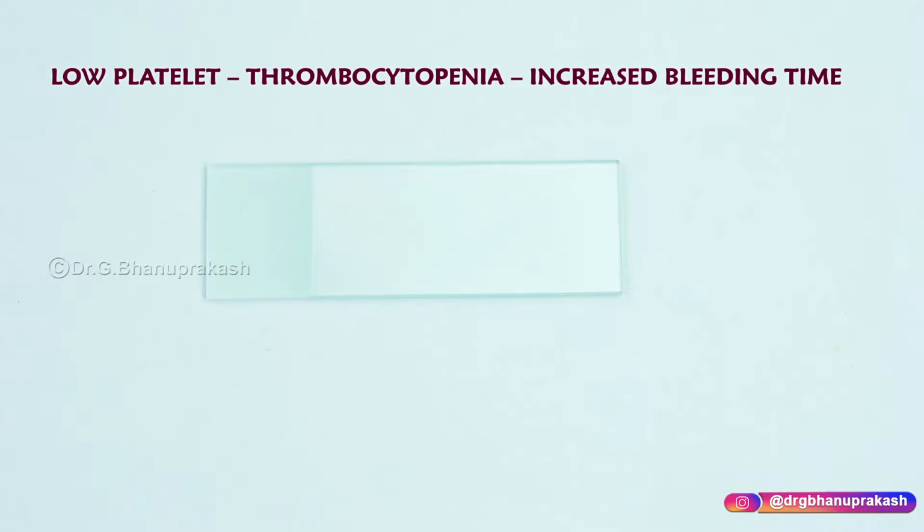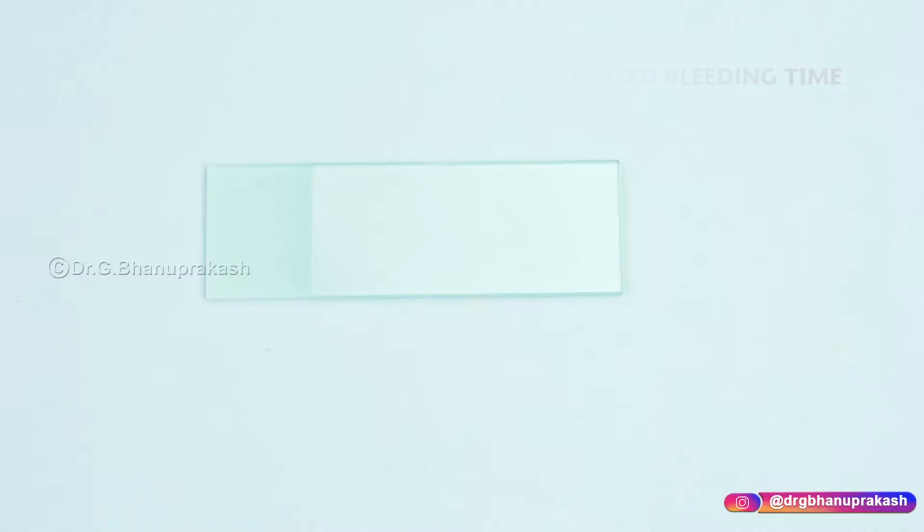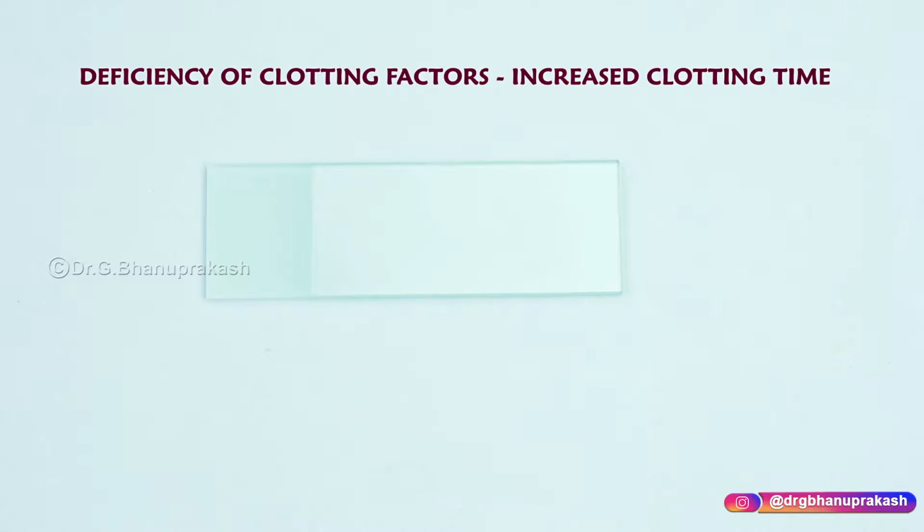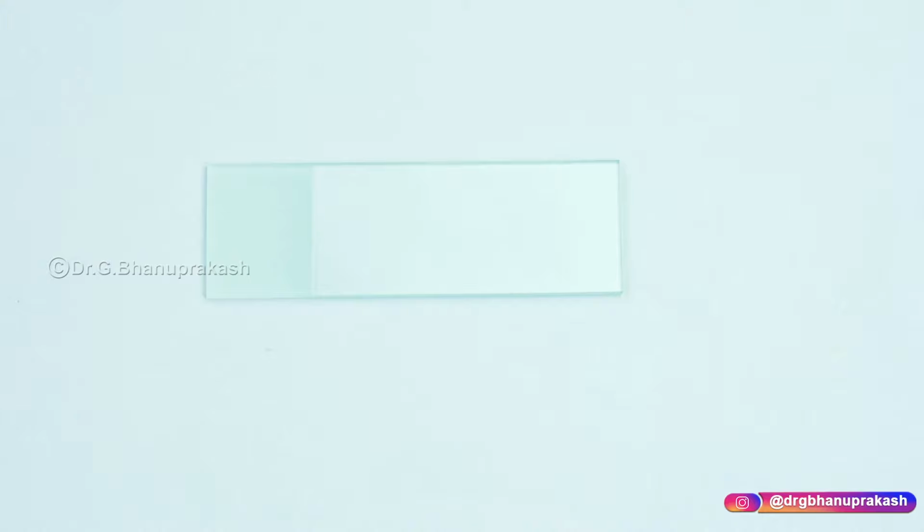Previously we have discussed that if there is low platelet count, thrombocytopenia, then the bleeding continues. This is called prolonged bleeding time. In the same way, if there is deficiency of any clotting factors, then the clotting time will continue. It will prolong. So in what cases do you find prolonged clotting time?